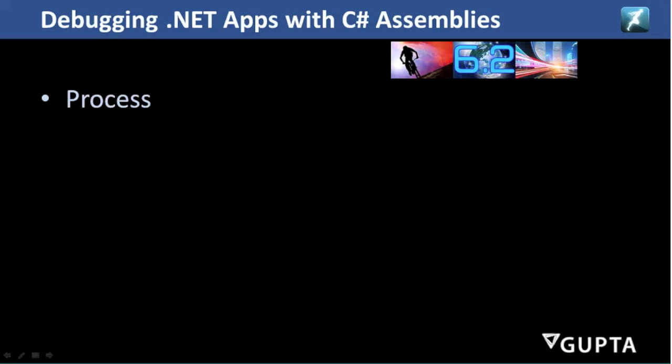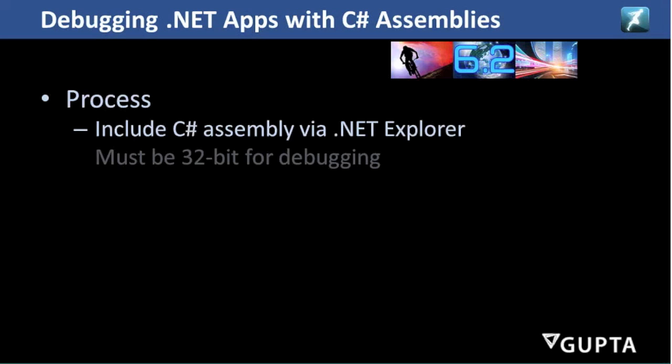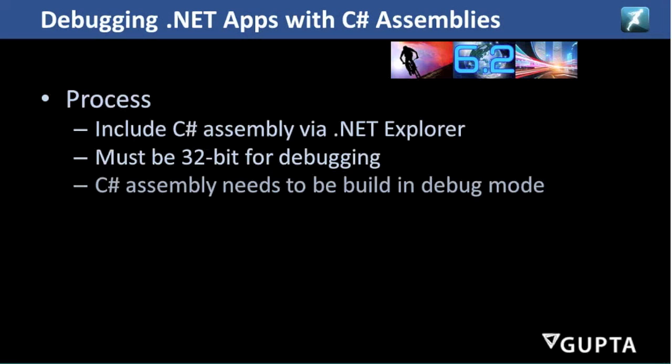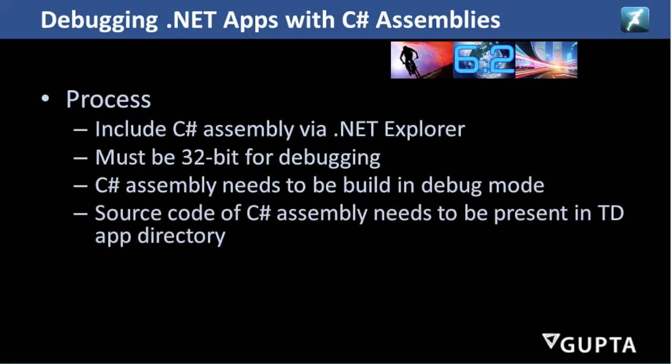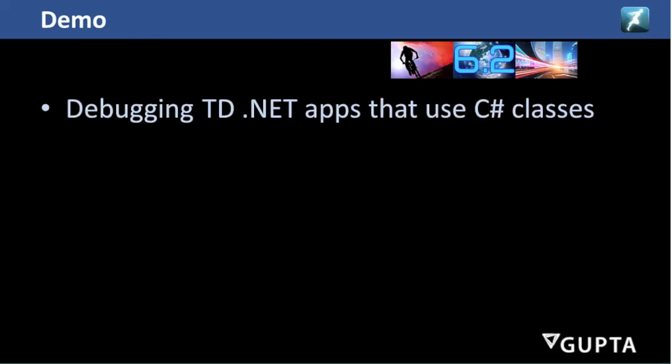Debugging .NET apps with C# assemblies. Process. You include your C# assemblies via the Team Developer .NET Explorer. This must be a 32-bit assembly for debugging. The C# assembly you are using needs to be built in debug mode in your Visual Studio environment probably. The source code of the C# assembly needs to be present in the Team Developer application directory. And the PDB file, which is the debug information file of the C# assembly, needs to be present in the Team Developer application directory as well. So if you have all these things in place, then you can go ahead and do this.